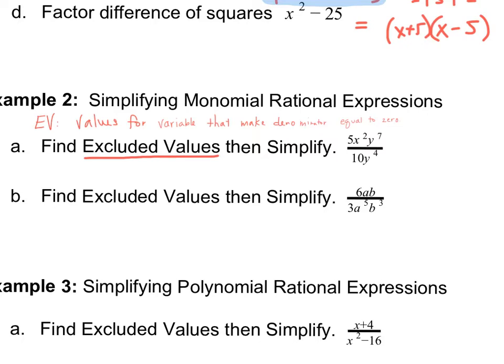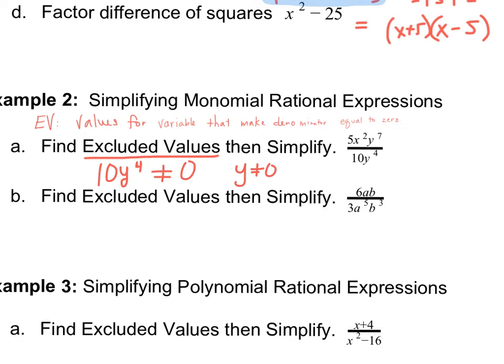The excluded value will make the denominator equal to 0. So we'll take our denominator, 10y to the 4th, and find out what makes that 0. So it cannot equal 0. Well, since this is all being multiplied, y to the 4th, simply y cannot equal 0.